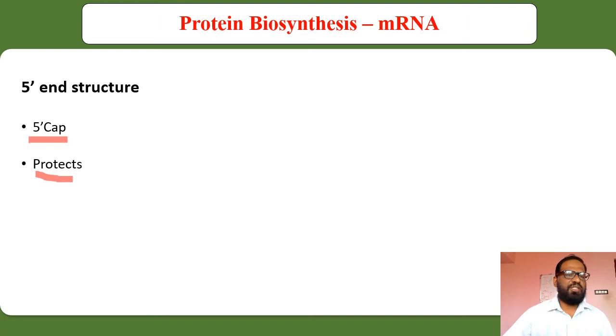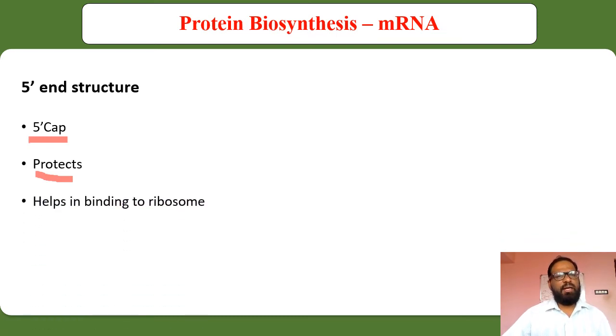One very important function is that it protects the newly synthesized mRNA from degradation. So many enzymes, ribonucleases, are there, and these ribonucleases can damage the mRNA molecule. In order to protect the mRNA molecule, this cap is required. Since it has a 5' triphosphate linkage, it is not easy for the enzymes to break that bond. That's why the 5' end gets completely protected, and exonuclease-like activity is not at all possible here.